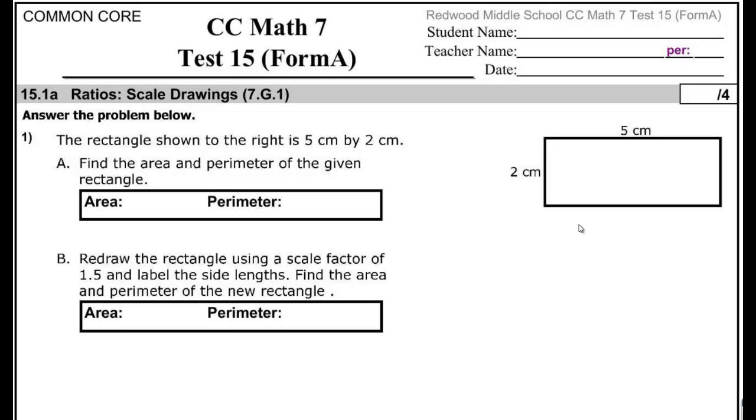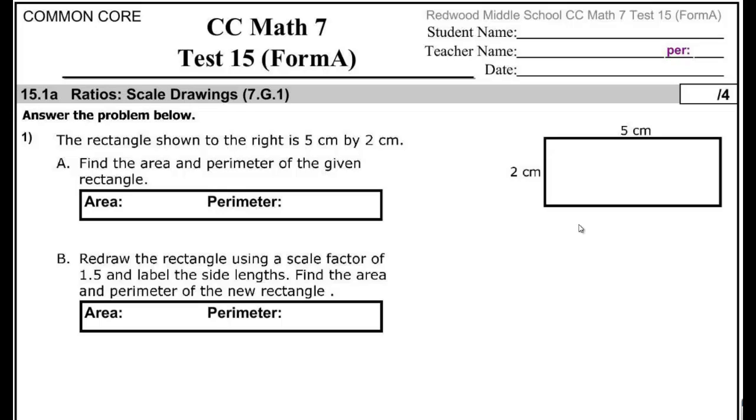Okay, we are on to the week 15 test videos, and here is the video for question 1, which is concept 15.1a. We have scale drawings, and in a scale drawing, what you're asked to do is take an original figure and scale it up or scale it down to create a new figure.